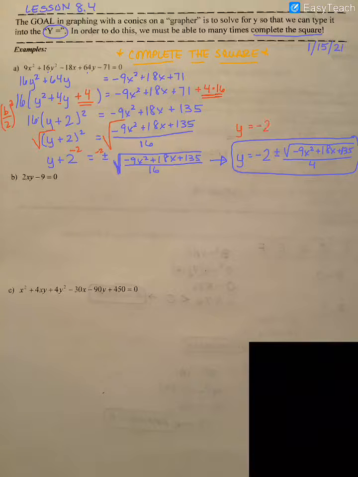y equals negative 2 plus or minus. So if you factor out a 9 under the radical, square root of 9 is 3. 3 would go out front of the radical. Divide everybody else by 9, leaving you with negative x squared plus 2x plus 15. And then it would still all be over 4. Now, if you plug that into your calculator, that's going to give you the same answers as what you have down below.